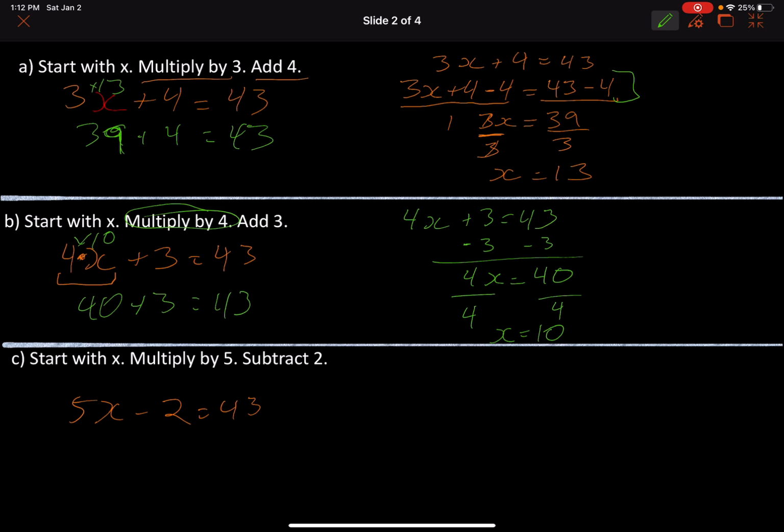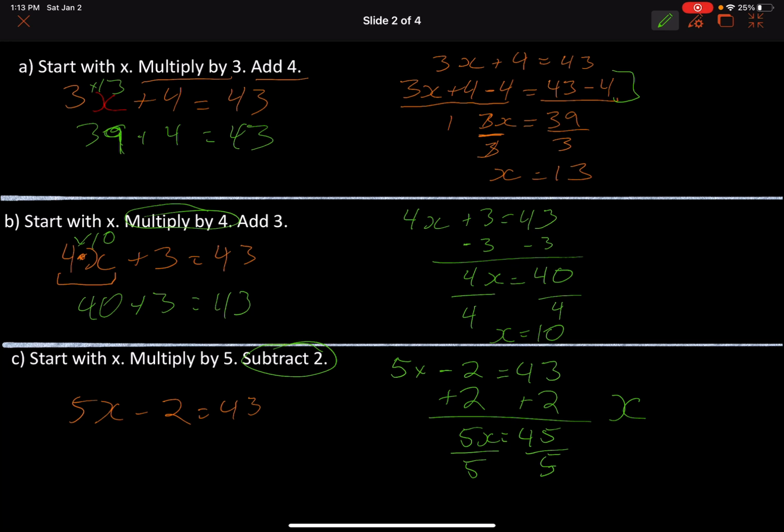Okay, the next one, 5x minus 2 equals 43. Okay, so the first thing that I'm going to do is I'm going to get rid of that 2. So I'm going to add 2, and I'm going to add 2. This is going to be 45, and I have 5x on this side, and I'm going to divide both sides by 5. So this is going to be equal to 9. And then I'm going to double check this. 9 times 5 is 45. I'm going to subtract 2, and that is equal to 43.